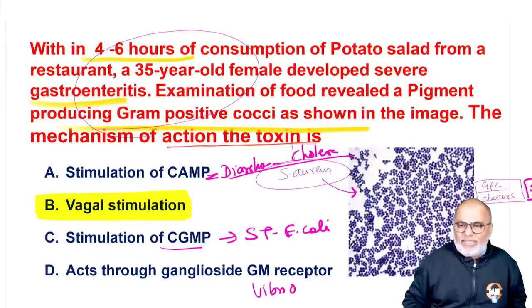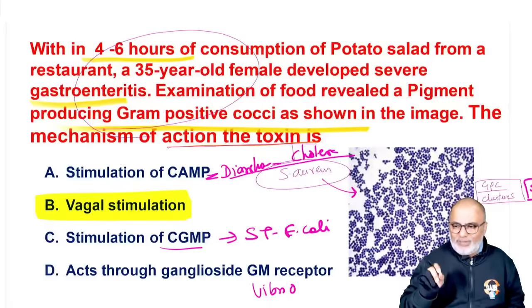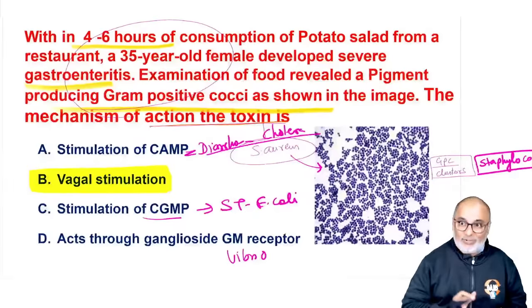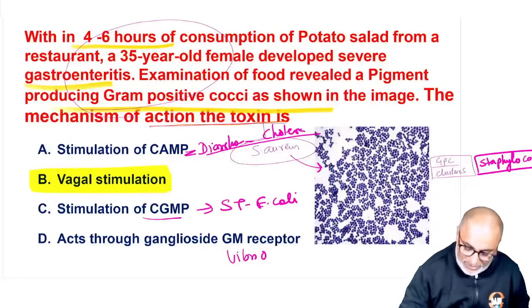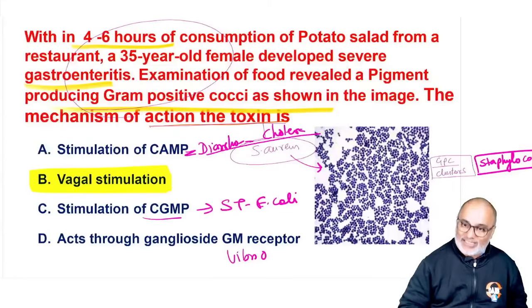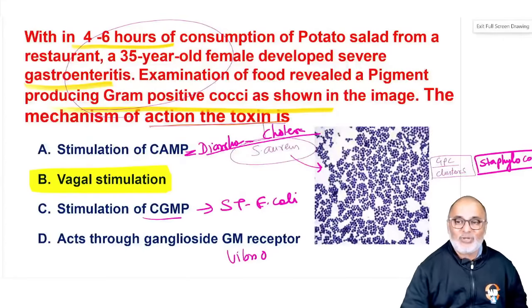Vagal stimulation leads to vomiting. Vomiting is the predominant feature because it's a preformed toxin, a heat stable preformed exotoxin. Don't underestimate it, it's a simple question, staphylococcus like that. Sometimes they may ask what the selective medium is. The selective medium is Ludlam's medium or mannitol salt agar.